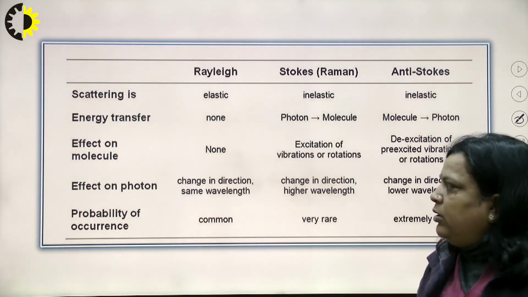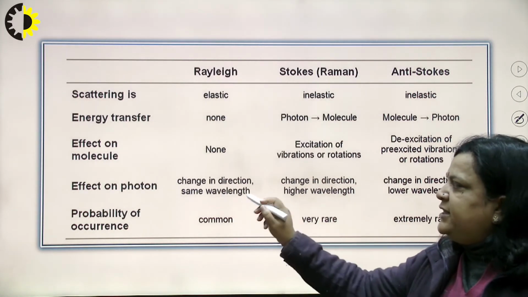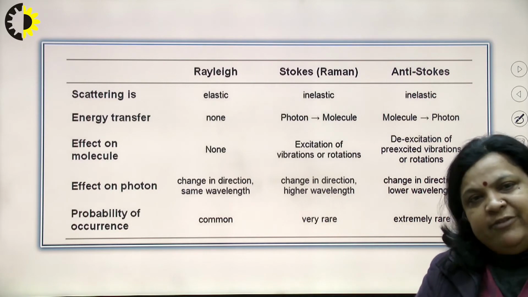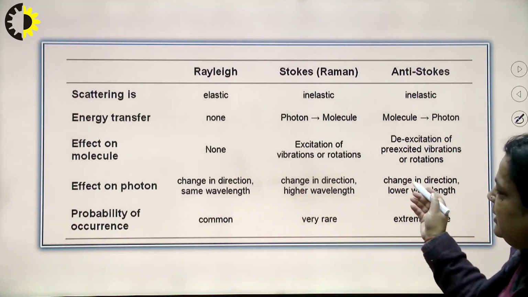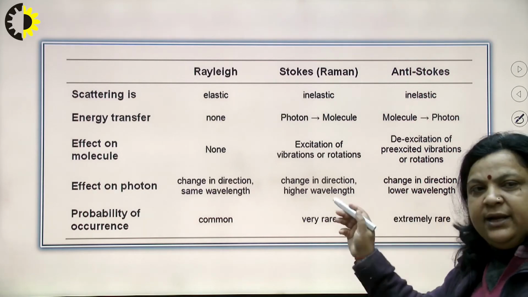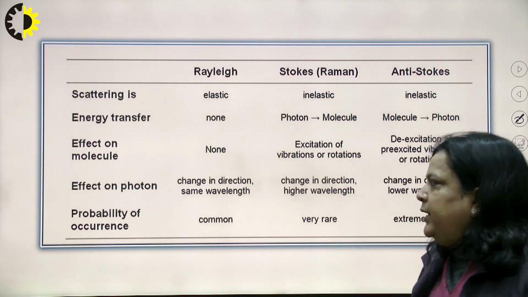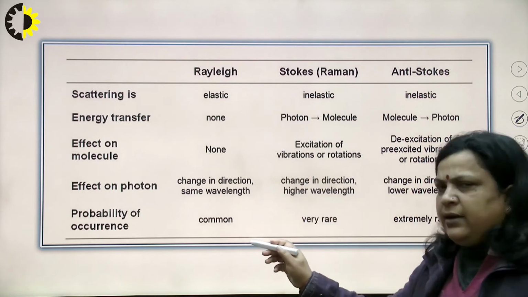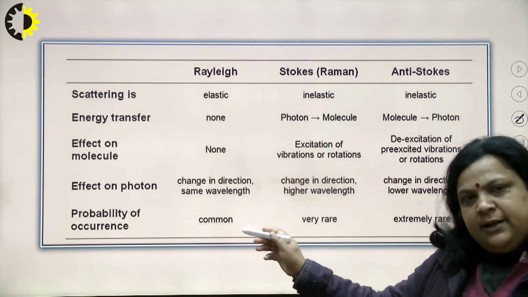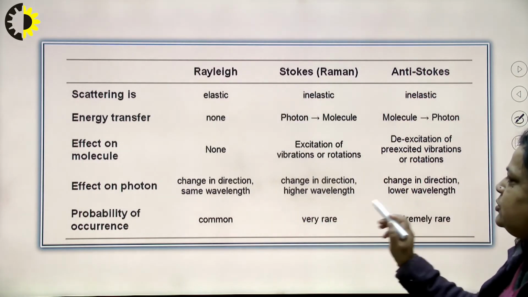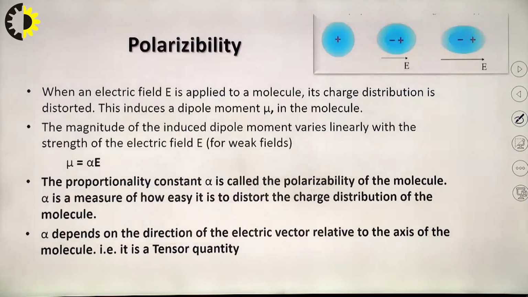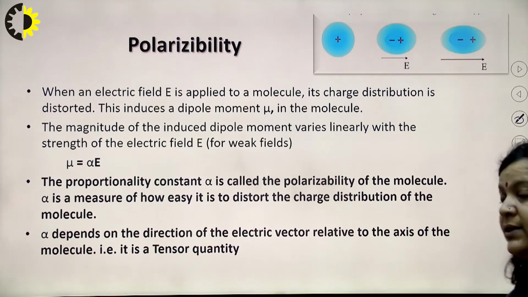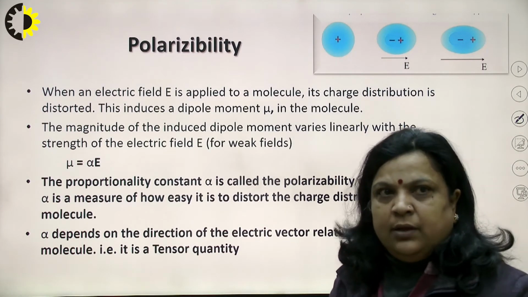The effect on the photon: in Rayleigh, the change is in direction, but the wavelength or frequency remains the same, while in both Raman cases the frequency or wavelength is changed. The probability of occurrence: Rayleigh scattering is common, but these two phenomena are rare or extremely rare. Now, what is the condition to be Raman active?